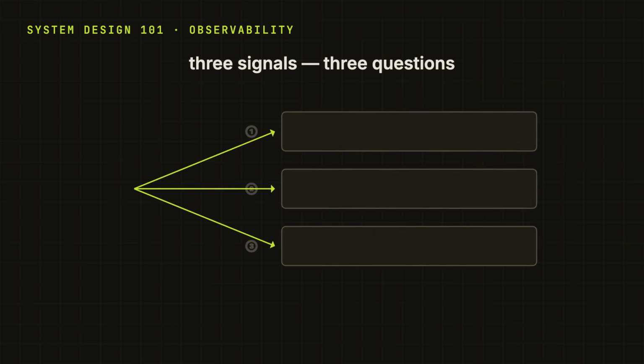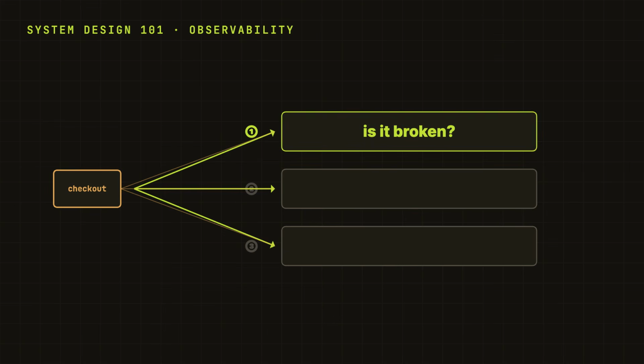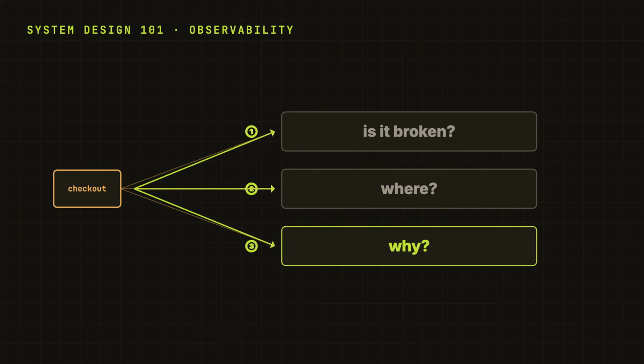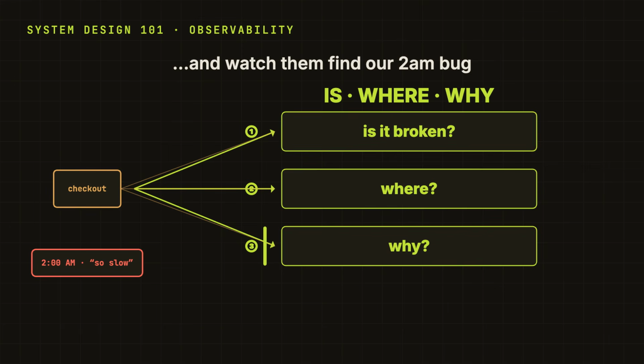And the cleanest way to hold them in your head is each one answers a different question about our slow checkout. The first, is something wrong at all? The second, where across all these services did it go wrong? And the third, why is it broken? Where and why? So let's take them one at a time and watch them actually find our 2 a.m. bug.